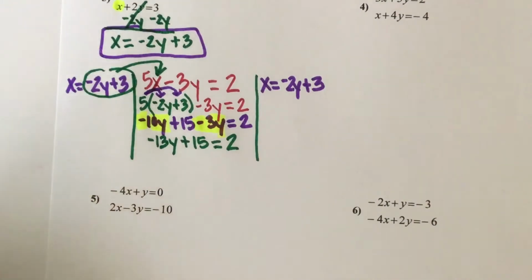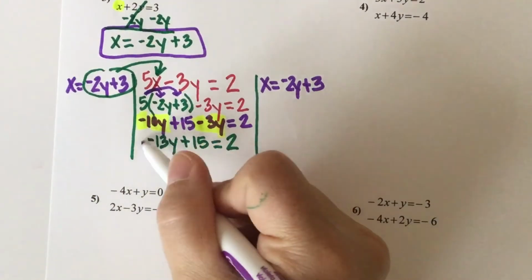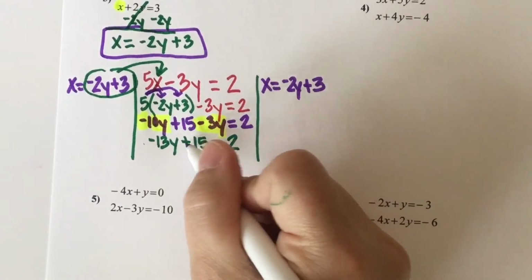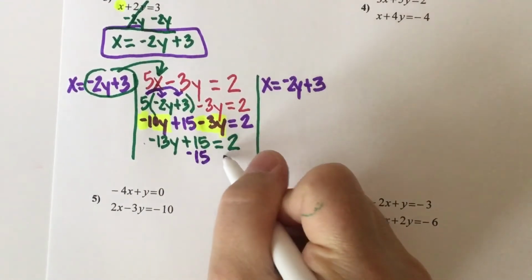Okay, so now I only have one variable. So I'm going to look at the guy next to him and zero him out. So to get rid of addition of 15, I have to do the opposite and subtract.